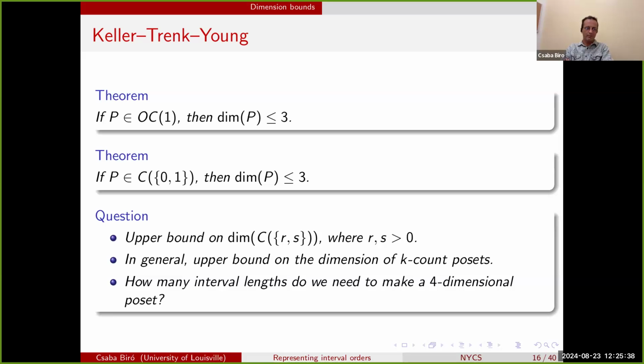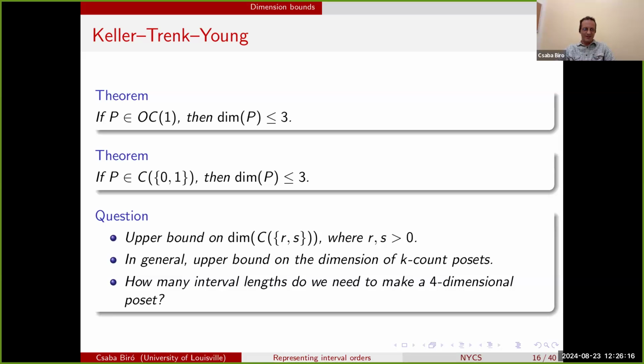So they asked a couple of questions at the end of their paper. They said, can you find a good upper bound for CRS, where R and S are just two positive numbers? And they offered something that they came up with, but they asked, can you improve on this? And in general, they did the same thing for K-count posets. And they also asked this question of how many interval lengths do we need to take to make a four-dimensional poset. So Sida, as a good graduate student, sat down and answered all three of the questions.